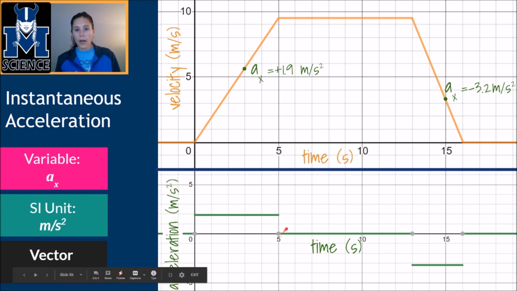I want to point out that in reality, this is not a change right at an instant in time. This would be curved up here slightly, and this would be curved too and come down and connect. But in this case, we're not going to talk about accelerations that are changing. We're just going to talk about constant acceleration situations. So for right now, in this acceleration versus time graph, we just jump from 0 down to negative 3.2, or from 1.9 down to 0, without them being connected.